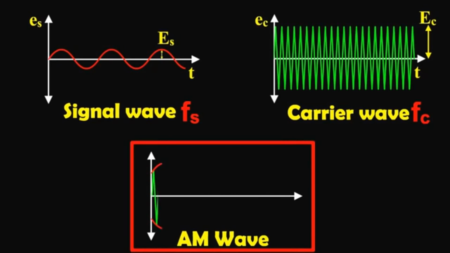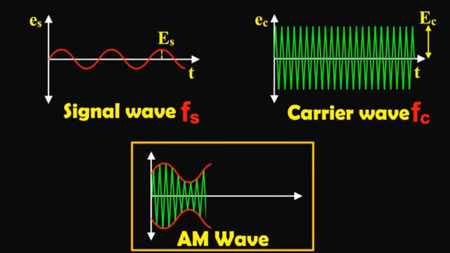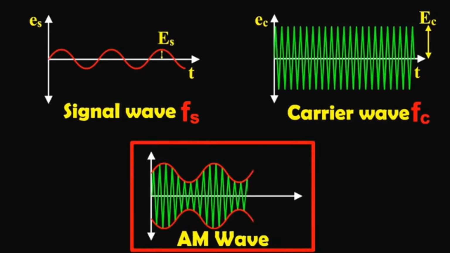It is to be noted that the amplitudes of both positive and negative half cycles of carrier waves are changed in accordance with the signal. Thus, the amplitude of the modulated wave possesses the frequency of audio signal waves.